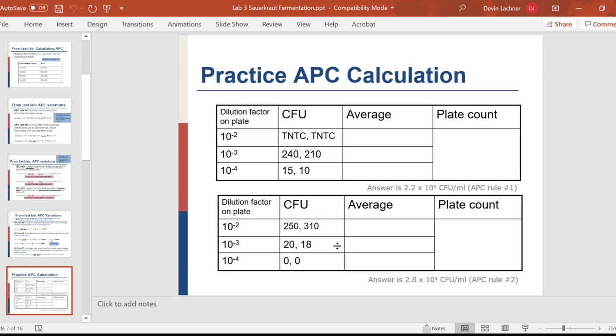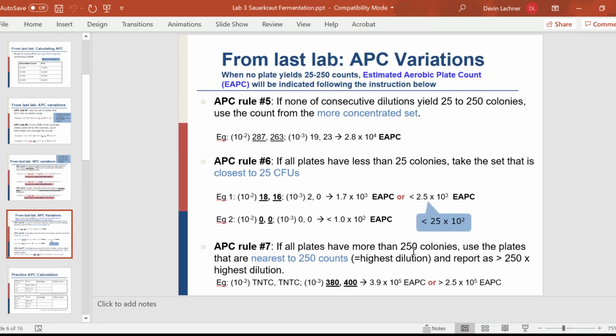So if all plates have more than 250 colonies, use the plates that are nearest to 250 counts. Okay, the highest dilution. So report that as greater than 250 times the highest dilution. So here we have 10 to the negative 2 is TNTC, TNTC. Then here we have 380 and 400. You take the average of those, you get 3.9 times 10 to the 5 EAPC. Or this is just greater than 2.5 times 10 to the 5 EAPC, right? Because it's above 250.